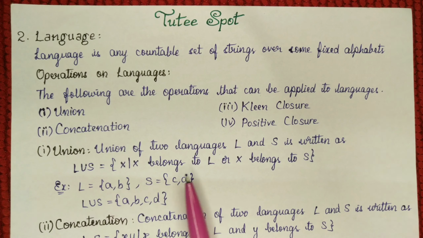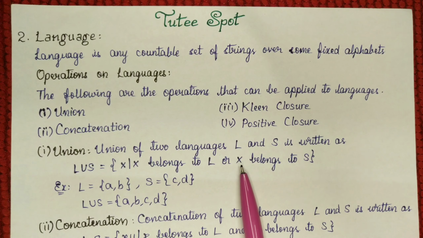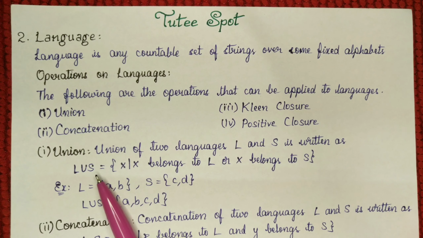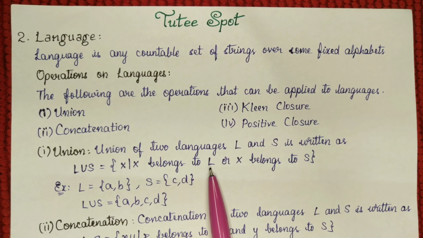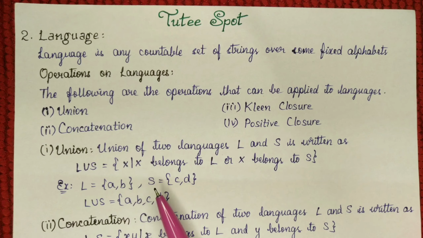First is the union. Here in union, we combine two languages same as we perform on the sets. Suppose take the two languages L and S. If we perform union, then L union S will be equal to X such that X belongs to L or X belongs to S. Consider an example. L is equal to a set of A, B and S is equal to set of C, D. Then L union S gives A, B, C, D.